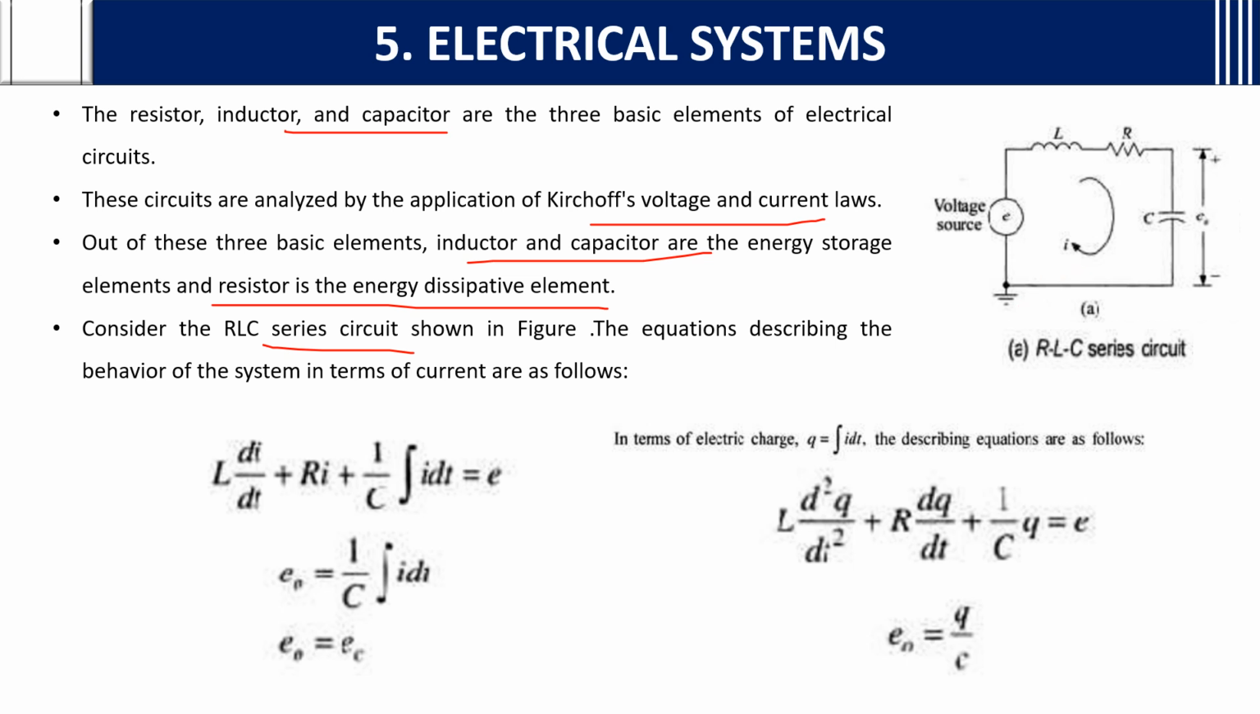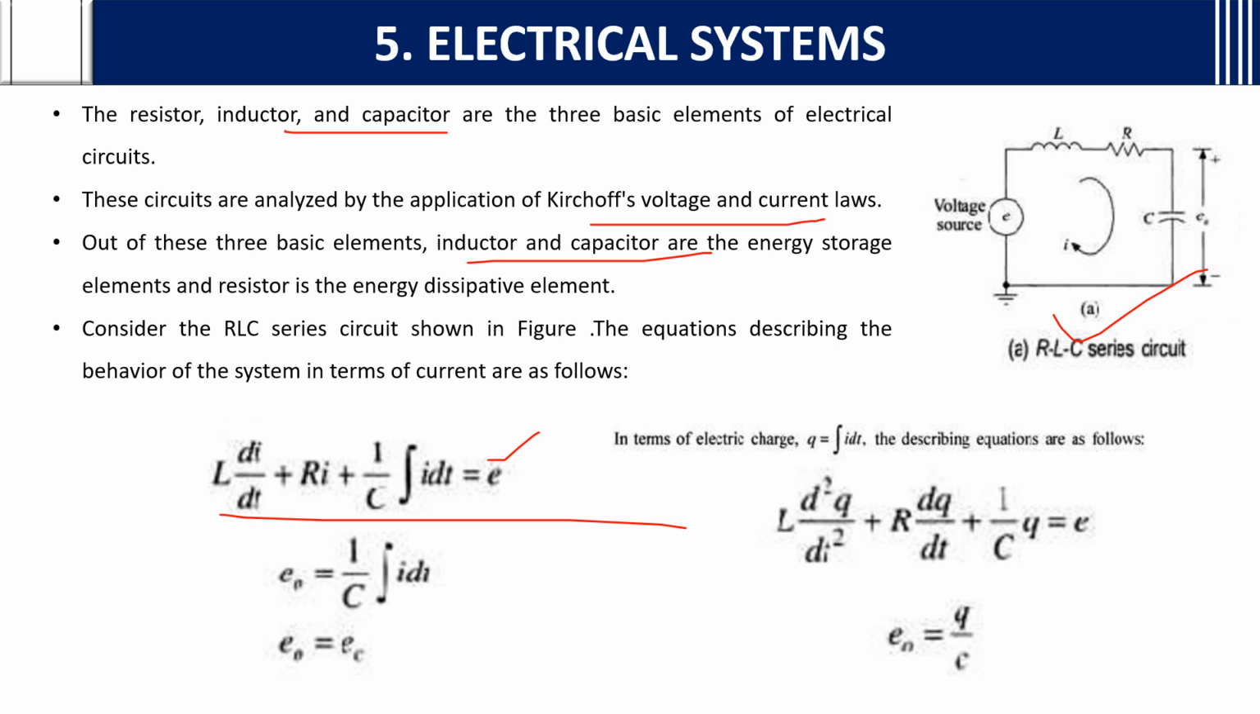We can write this equation using this figure, by applying KVL. Applying KVL, the voltage E is equal to L into di by dt if there is an inductor. Then for the resistor it is I into R, as you know V is equal to IR, whereas for the inductor V is equal to L into di by dt. For the capacitor it is 1 by C integral I dt. This is the equation from this network.